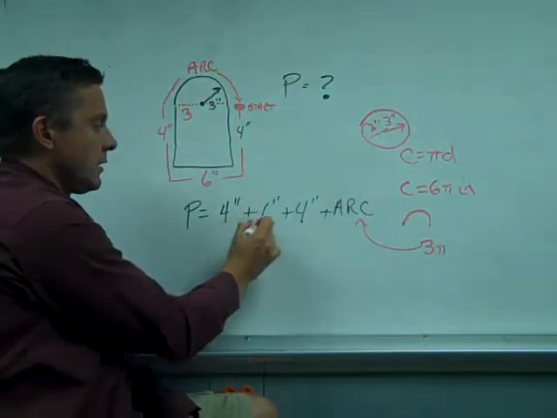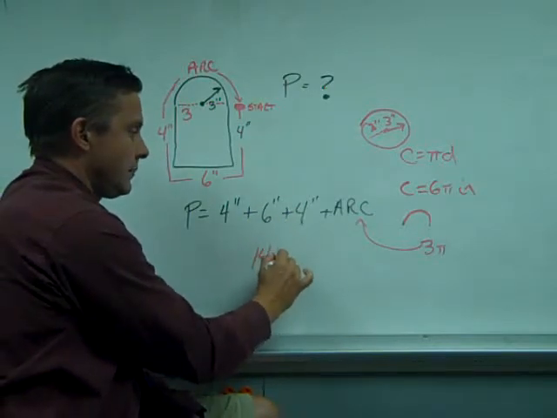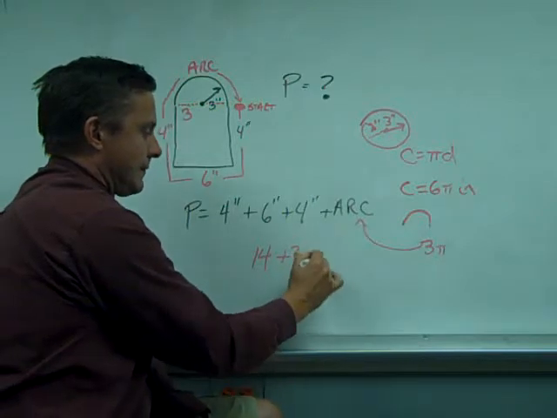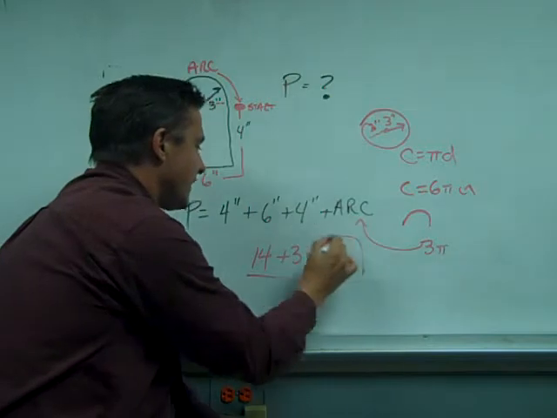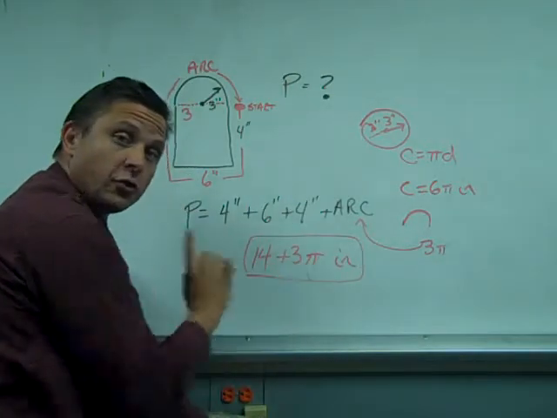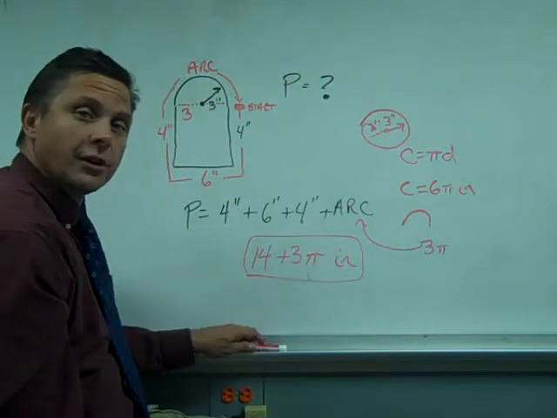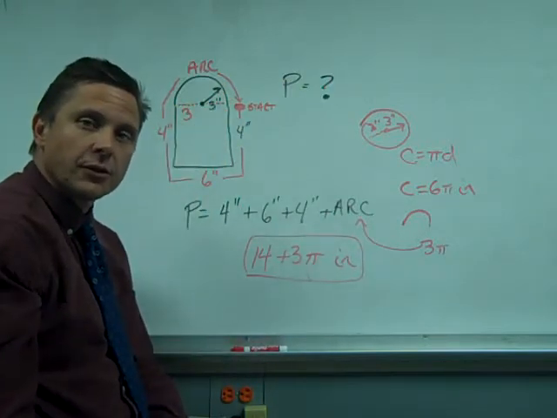4 and 6 is 10 plus 4. I get 14 plus 3 pi inches. And again, if you need a decimal, you'd have to multiply first. You cannot write this as 17 pi. The big thing to remember is perimeter is the distance around. Pick a starting point and calculate it out.